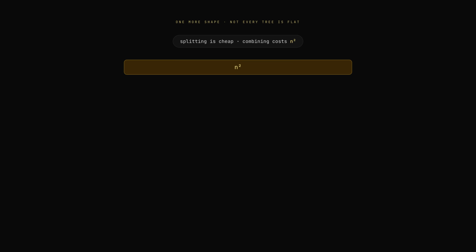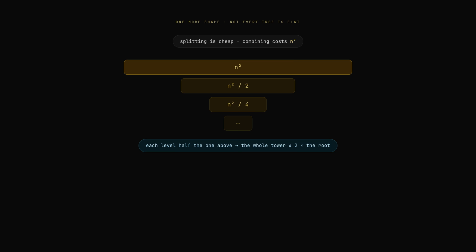The root bills n squared. The next level, 2 combines of half size, square the half, double it, and the level bills n squared over 2. The next, n squared over 4. Each level costs half the one above, and Lesson 1's doubling sum, run in reverse, says the whole tower adds up to at most twice the root. The root dominates. Total, order n squared, and the recursion underneath it was noise.